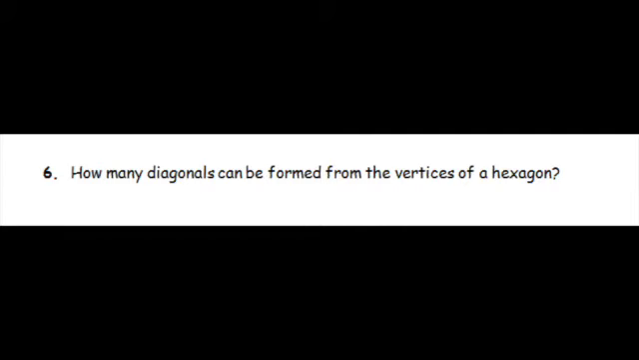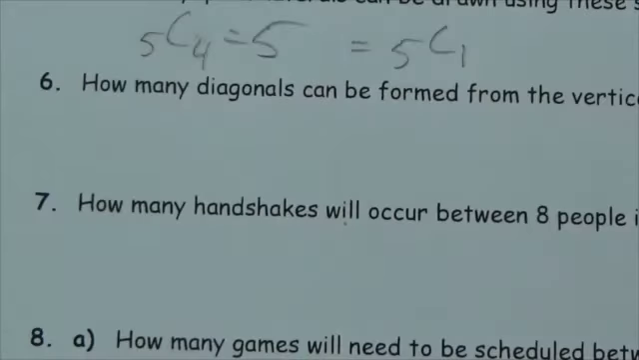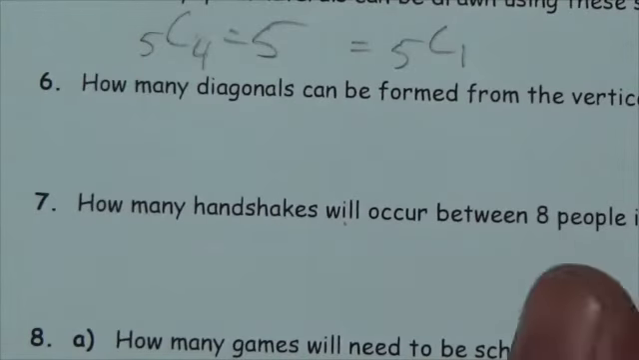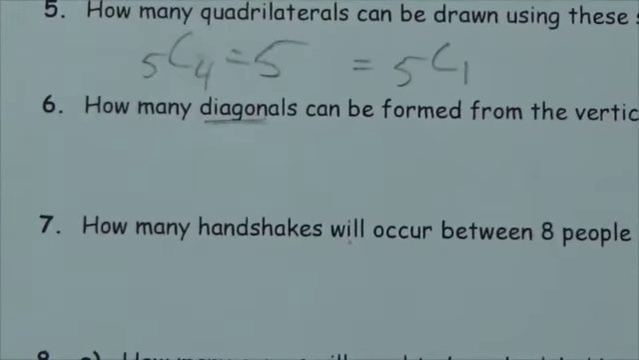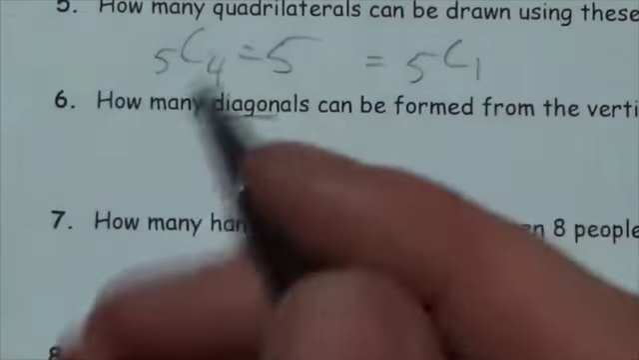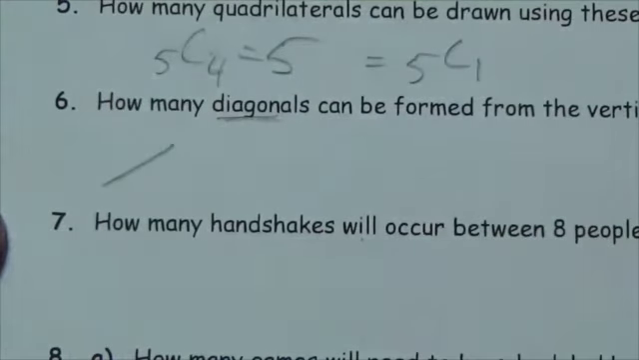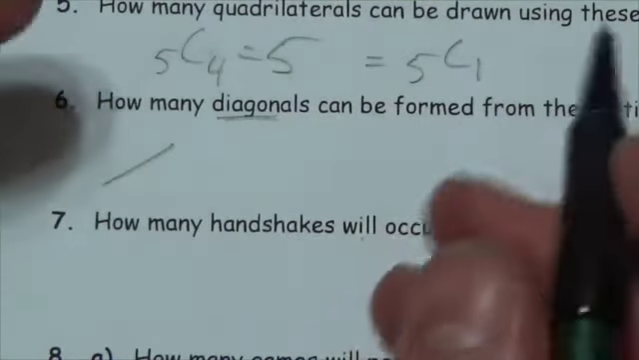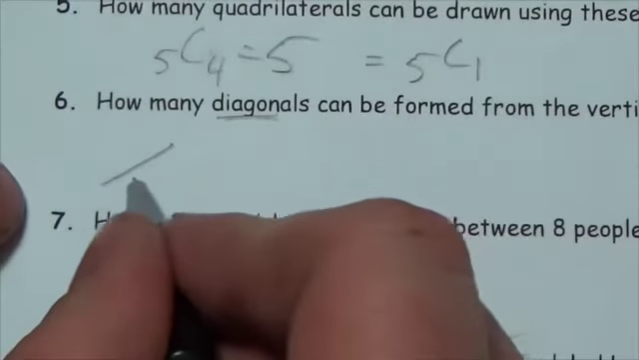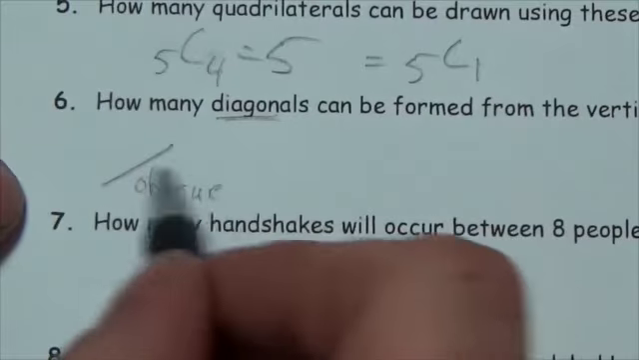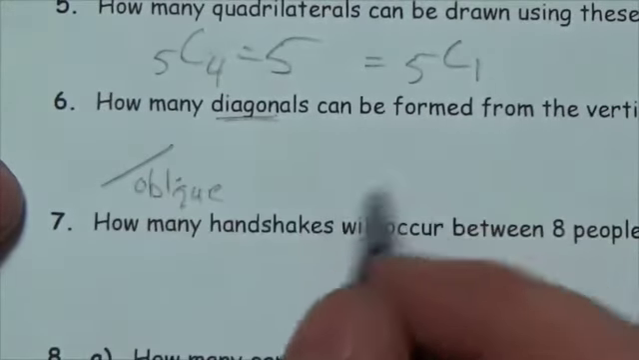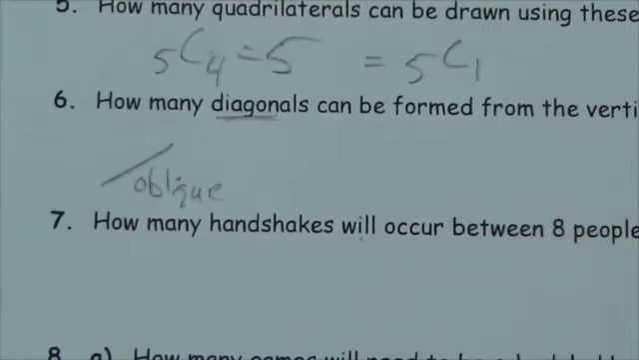How many diagonals can be formed from the vertices of a hexagon? Now to get this question, you sort of have to know something about the vocabulary. We're going to talk about diagonals. The word diagonal is frequently misunderstood. This is not a diagonal. It's an oblique line, and typically we use the word diagonal in place of the word oblique.